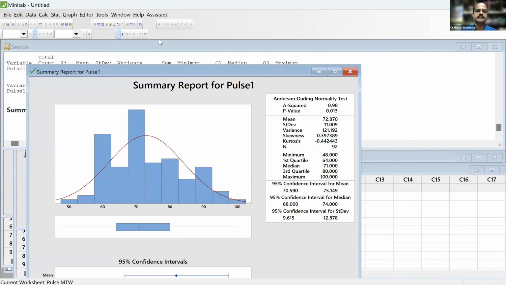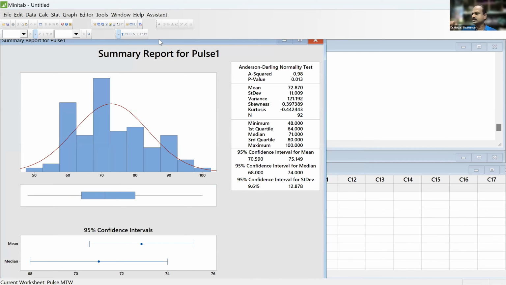Can you see the bell curve? They approximately shown the profile also. And you can see some statistics here, mean, standard deviation, variance, etc. Clear all of you? See here, 95% confidence interval, 95% confidence interval for mean, 95% confidence interval for median.